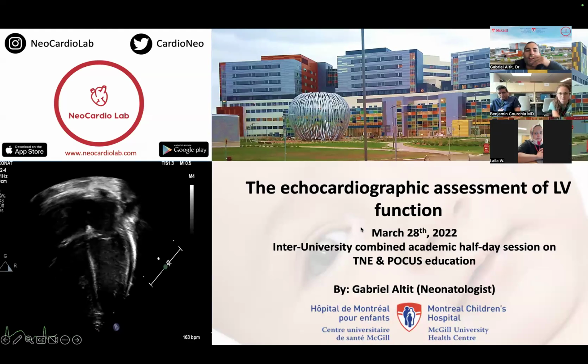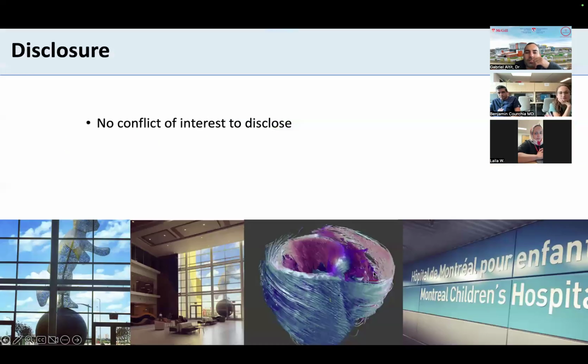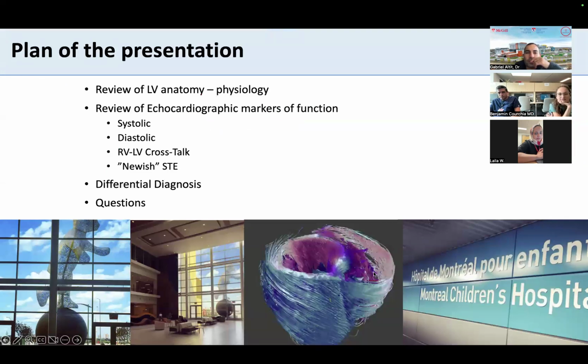Okay, so we'll try to review some of the aspects of the LV function. We'll review the anatomy, of course. I think it's not going to be new because we've been speaking a bit since the beginning of the year about the different configuration of the ventricles.